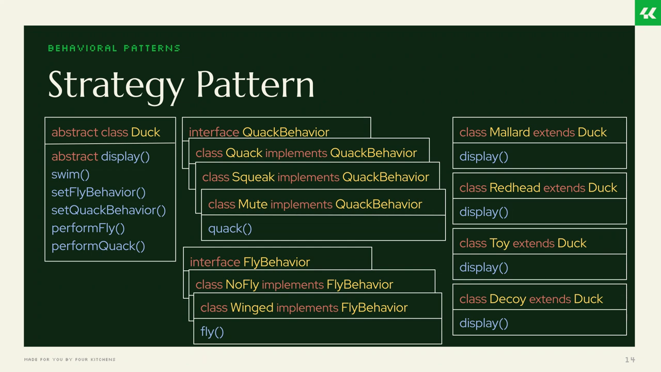And we can use these words interchangeably. You can call them strategies. You could probably call them algorithms. So I have a fly behavior and a quack behavior. And every duck's going to do that. They're either going to perform a fly or perform a quack.